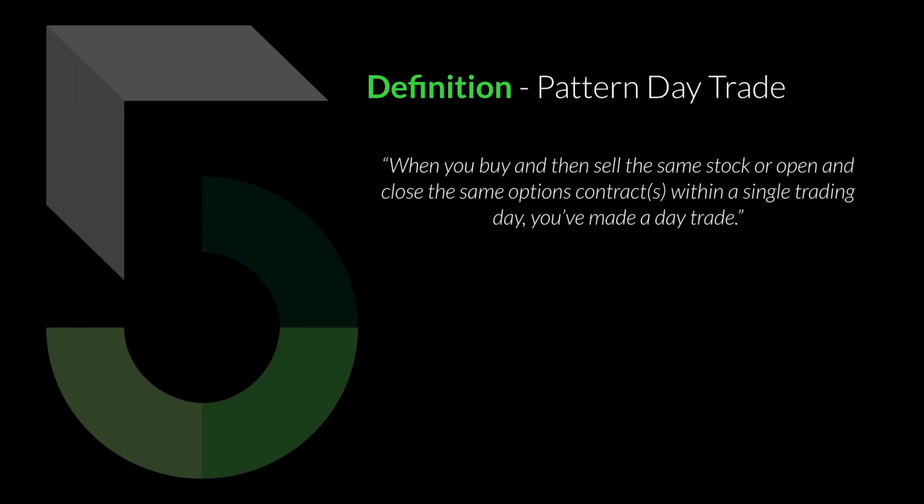According to Robinhood's website, a pattern day trade is when you buy and then sell the same stock, or you open and close the same options contract within a single trading day. So that is considered a day trade. Now, one of the things that sometimes gets a little bit confusing is just the term day. It doesn't mean 24 hours. It simply means a trading day, so from market open until market close.